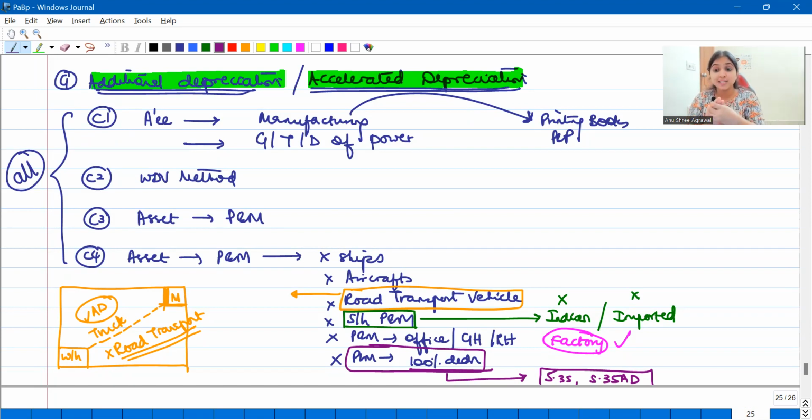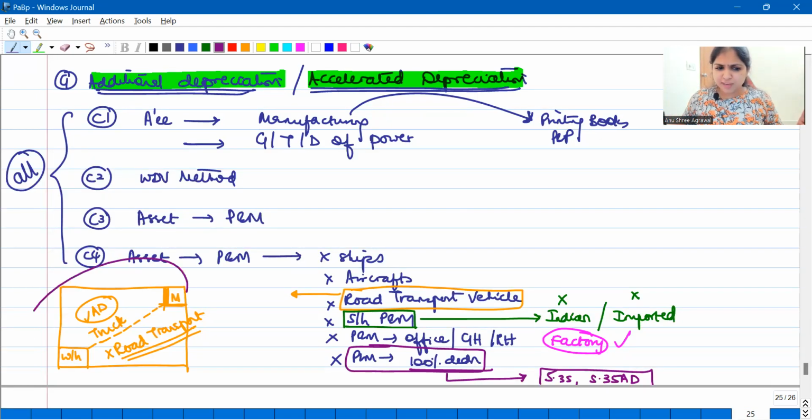Condition number 4, the asset should be plant and machinery, and that plant and machinery should not be ships, should not be aircraft, should not be a road transport vehicle, should not be second-hand plant and machinery, should not be plant and machinery which is used in office, guest house, residential house, should not be plant and machinery on which already 100% deduction you have availed.